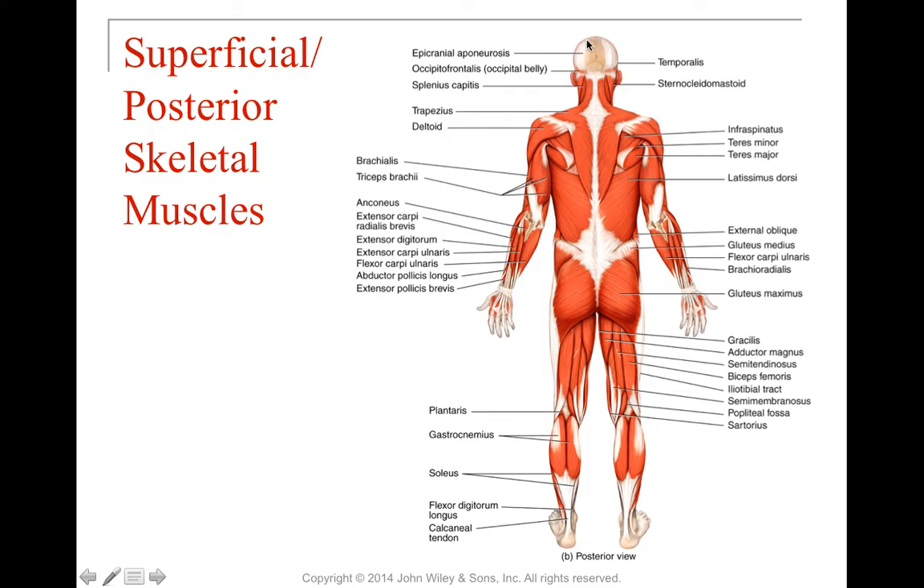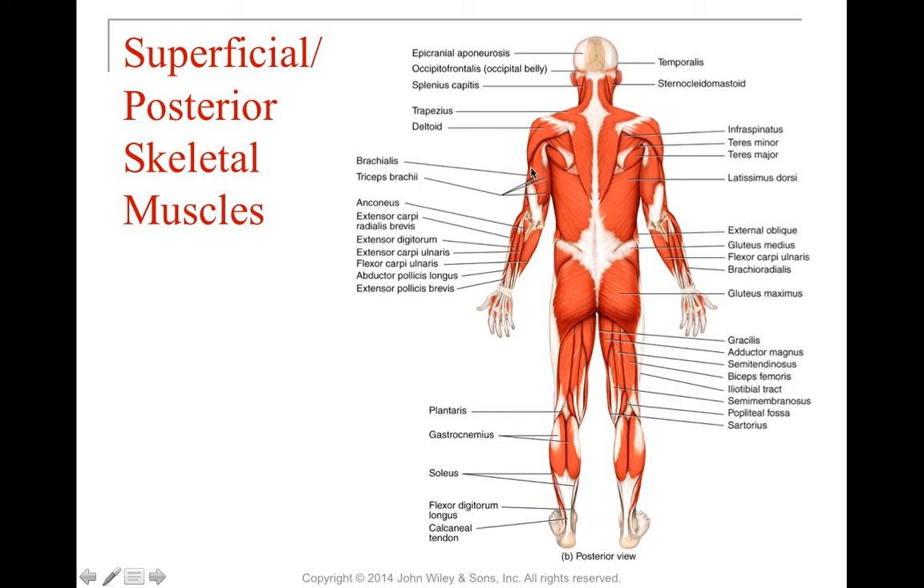Here's the epicranial aponeurosis, runs along here. Temporalis, again, that runs along the temporal bone. Sternocleidomastoid, that's going to run along the neck. The splenius capitis runs inside the neck as well. Trapezius is going to connect up to the top of the head and over to the shoulder, right? We also have the deltoid. Deltoid muscle connects here, back of the arm.